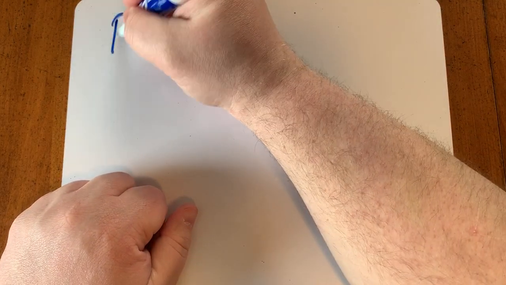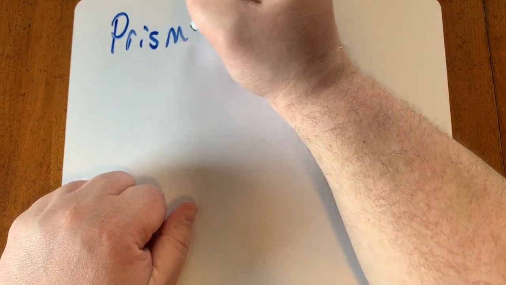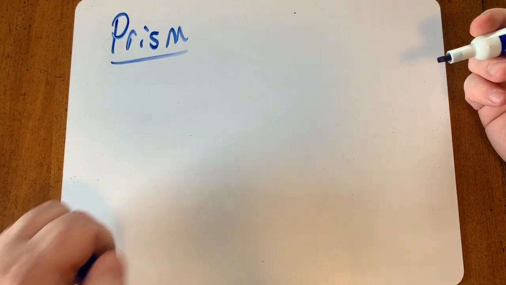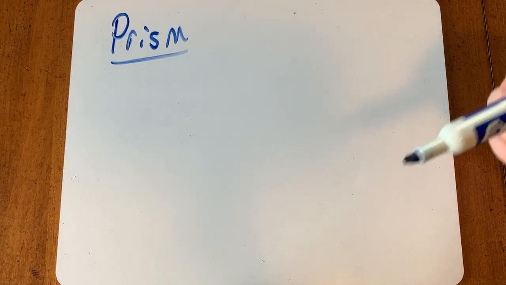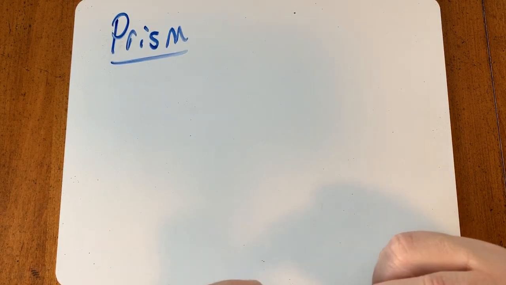Hey guys, a couple weeks ago we talked about polyhedra. Now we're going to break it down to a specific subset of polyhedra today, talking about prisms. So what a prism is, it is a polyhedron with two congruent bases that are also parallel, and these two bases are connected by parallelogram faces.